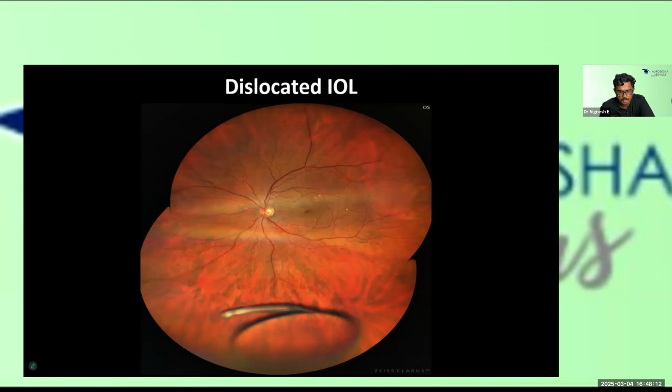This image shows a normal fundus with a dislocated IOL. The intraocular lens, which was kept in the capsular bag at the time of cataract surgery, has dislocated into the vitreous cavity. This patient will need a pars plana vitrectomy with explantation of the IOL with another IOL being placed, preferably a scleral fixation IOL.